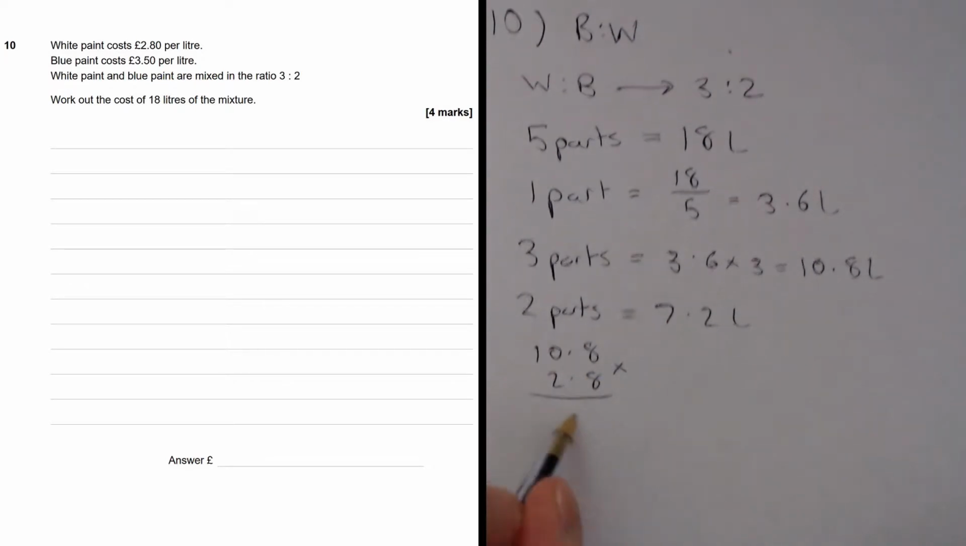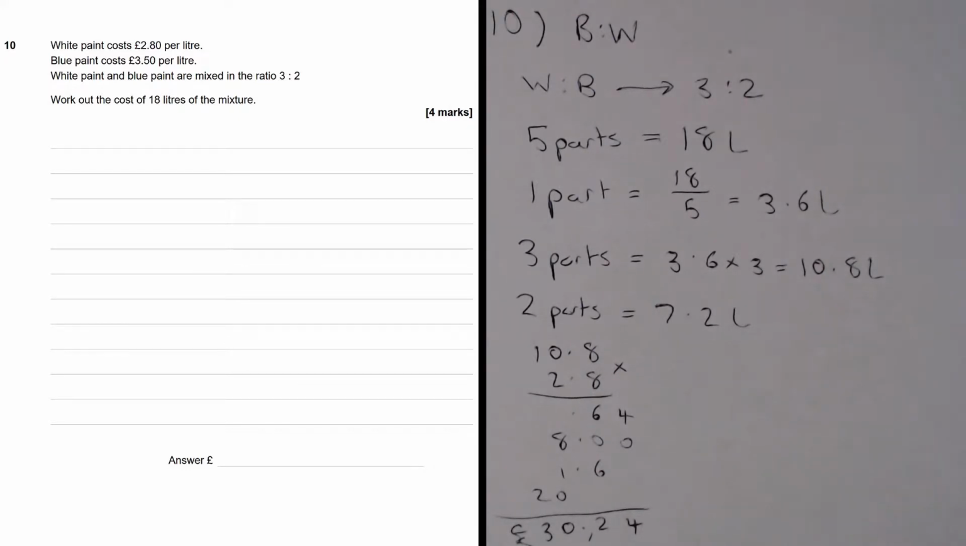0.8 times 0.8 is 0.64. 0.8 times 10 is 8. 2 times 0.8 is 1.6. And 2 times 10 is 20. And if we add all of those up, we are going to get £30.24. That's the cost of the white paint.